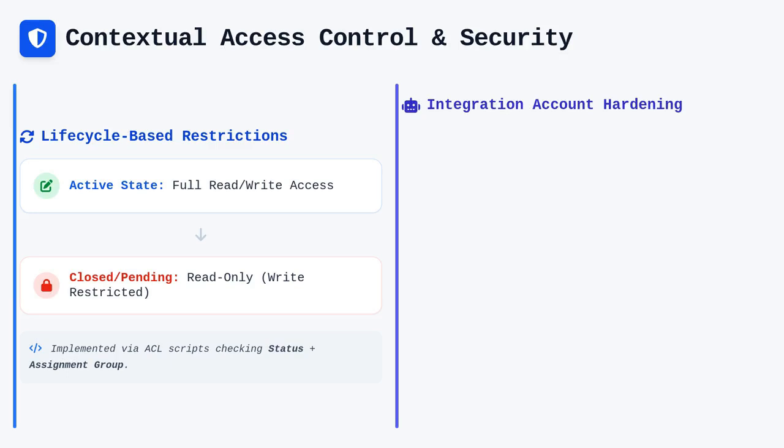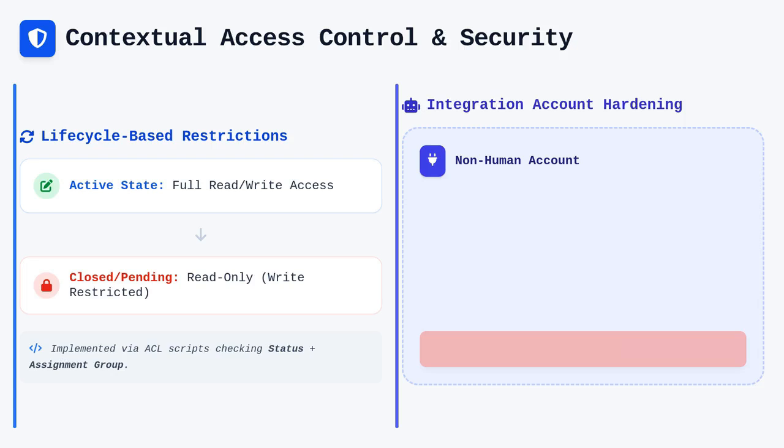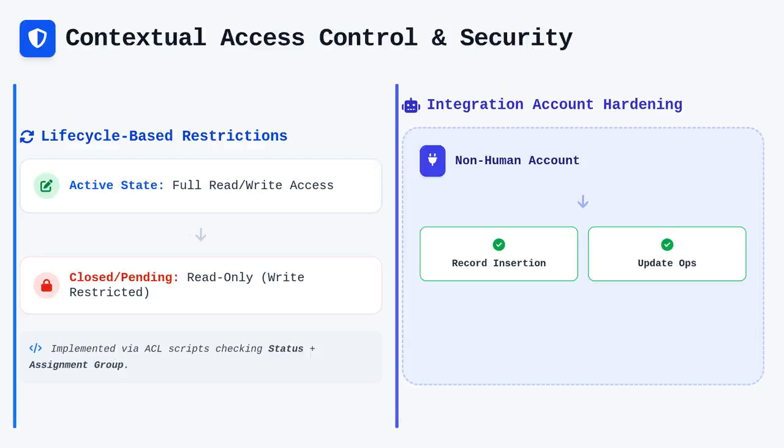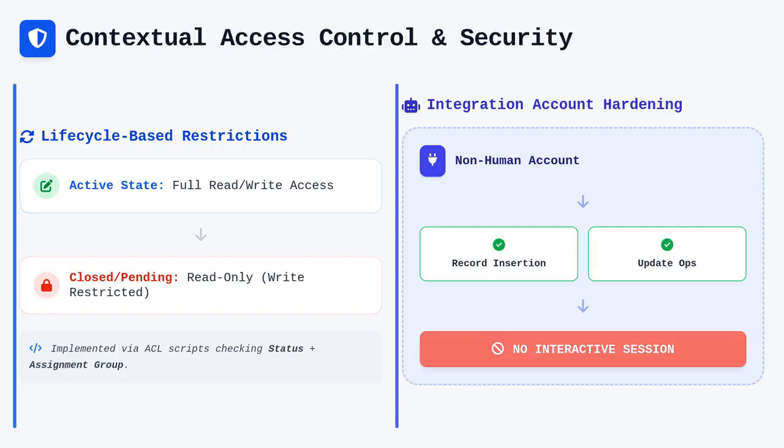Furthermore, we must address the security of API integration accounts that feed third-party scanner data into your instance. These non-human accounts should operate under a restricted role that lacks interactive session permissions, effectively isolating their capabilities strictly to record insertion and update operations. By enforcing this strict separation, you safeguard against an attacker compromising an integration credential to gain entry into the wider platform user interface.